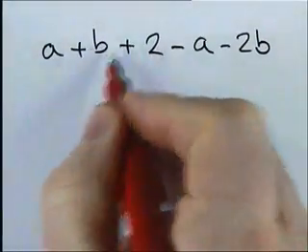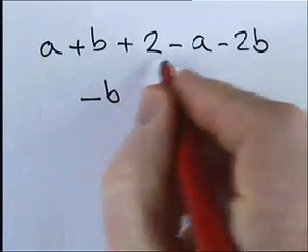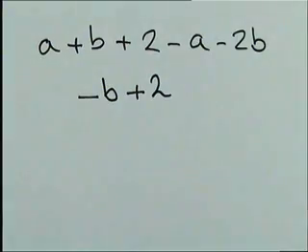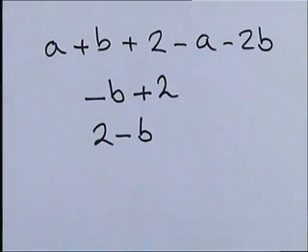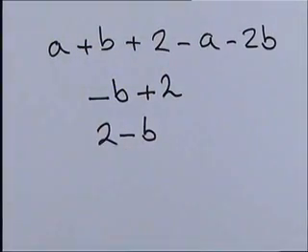So b take away 2b's is minus b, and then we're just left with this add 2. So we've got minus b, or negative b, plus 2. Or you could write that as 2 take away b. Both of those answers are the same mathematically, and it just depends on what you prefer to write down. So again, if you wrote negative b plus 2, you're correct, and if you wrote 2 take away b, you're correct. So that's a simple expression.